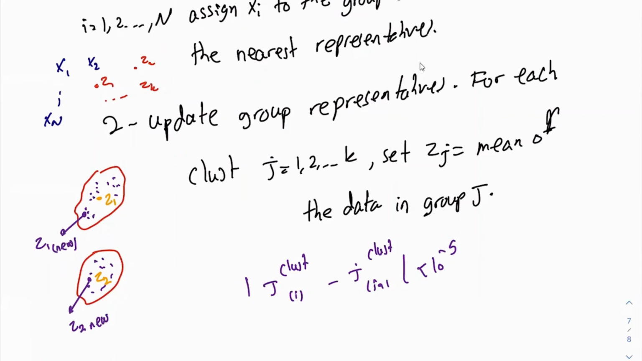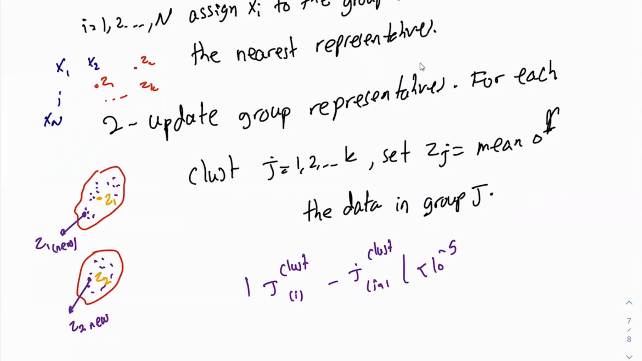So two steps. Step 1, first of all, what do we get? We get a bunch of data points, and we generate the group representatives completely randomly. We don't know what's correct. We calculate the distance between each data point and the K group representatives. Then we assign each data point to the nearest group representative. Then we have K clusters.